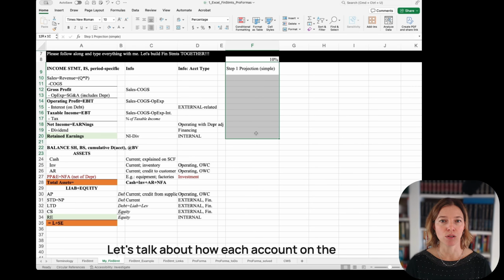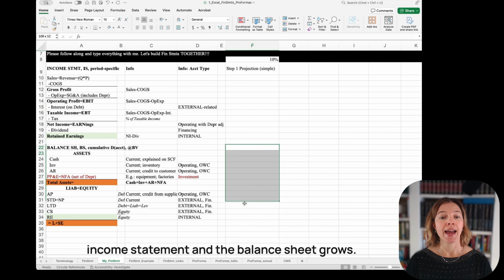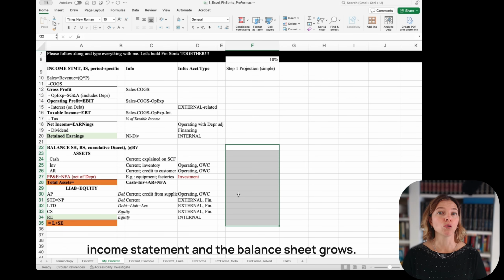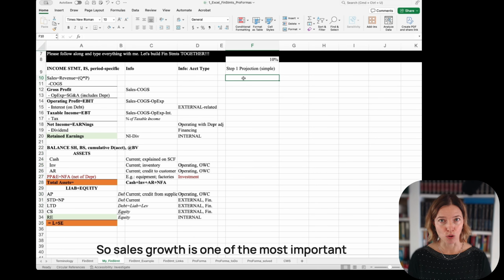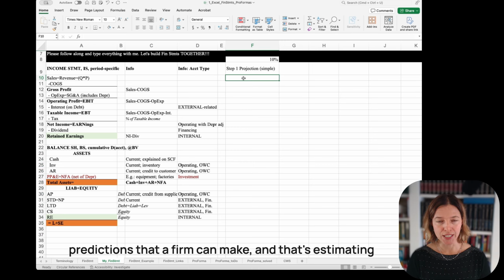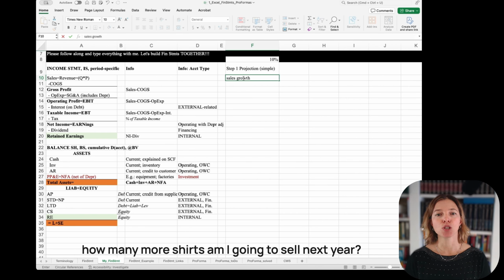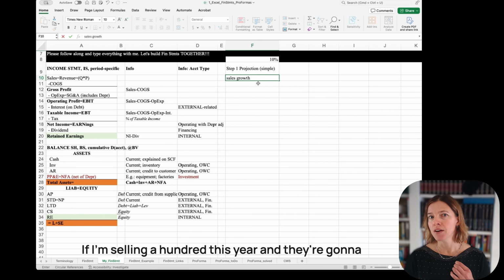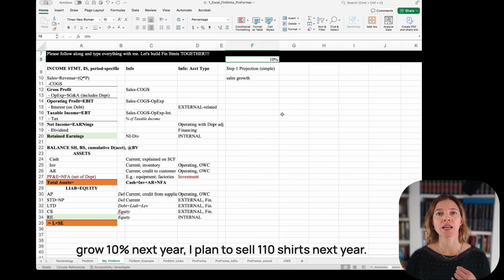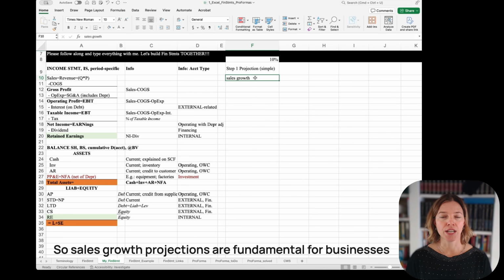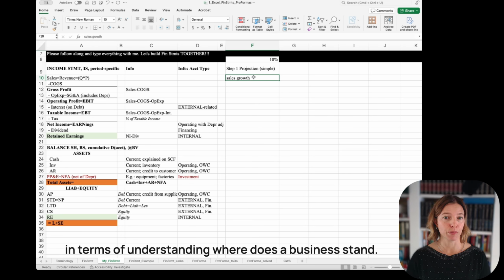Let's talk about how each account on the income statement and the balance sheet grows into next year in a projection. So sales growth is one of the most important predictions that a firm can make, and that's estimating how many more shirts am I going to sell next year. If I'm selling 100 this year and they're going to go up 10% next year, I plan to sell 110 shirts next year. So sales growth projections are fundamental for businesses in terms of understanding where a business stands.